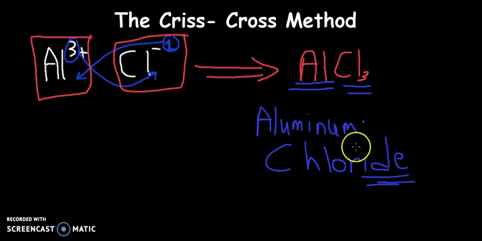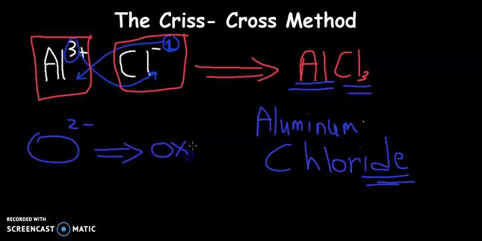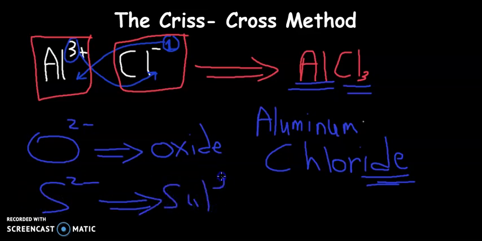So just a reminder for the naming of the anion. If you have oxygen 2-, the name of the anion becomes oxide. If you have sulfur S2-, it's sulfide, and so on. You have a table of these anions which you need to memorize with their names. Now another example. Let's take another example.